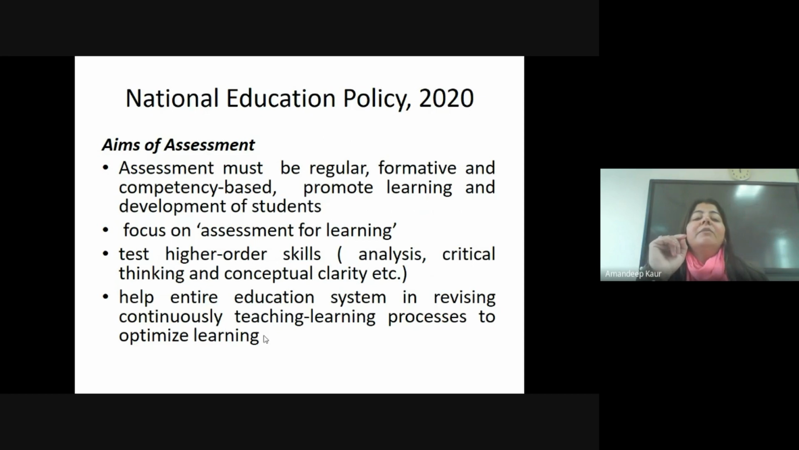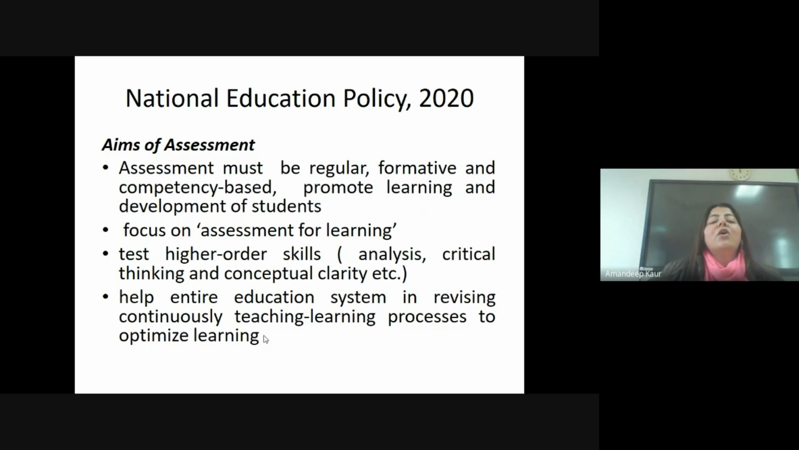Assessment must promote learning. So when I'm saying assessment must promote learning, on a continuous basis, when we are designing activities for our students, the objective of the faculty, or the learning outcome designed by the faculty, is that by the end of this particular lesson or this particular unit, my student will be able to do these. So we are promoting learning on a continuous basis and developing the performance of the student. It focuses on assessment for learning.